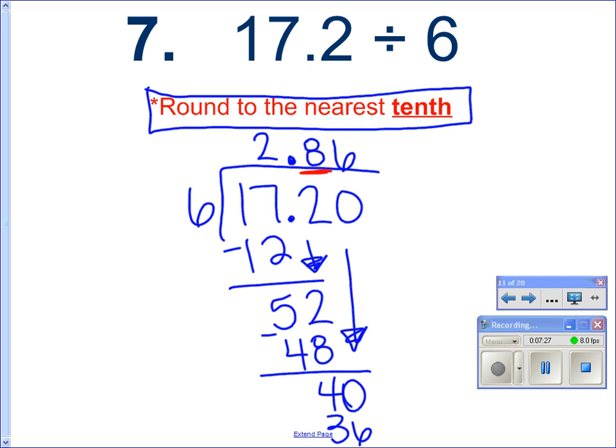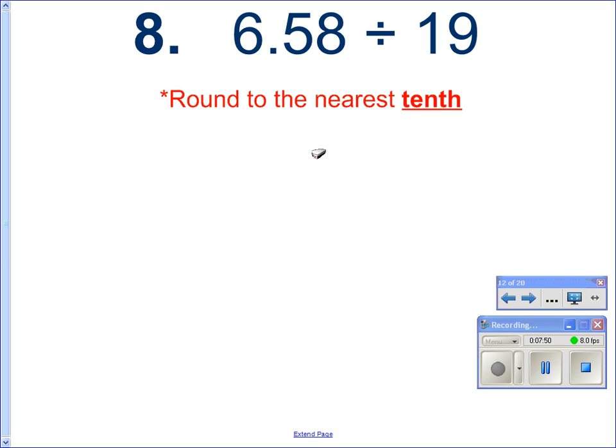The 8 is in the tenths place, so we're going to underline that. It looks to the 6. The 6 tells the 8 to go up. So our answer is 2 and 9/10. Remember, if you're rounding to the tenths place, you only have one place after the decimal. So the answer is 2 and 9/10 for this problem. Try this next one on your own. Pause the video and then start it when you're ready to check.